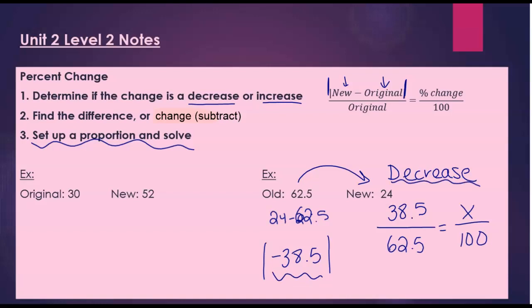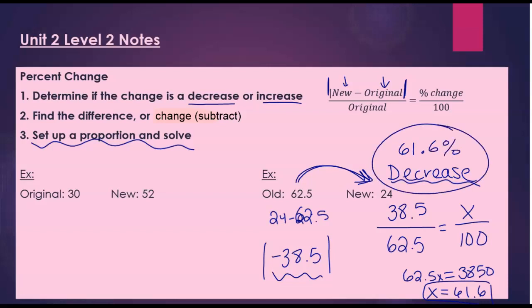All right, so cross multiply 38.5 times 100. So that's 3,850, and that's equal to 62.5x. Divide 3,850 by 62.5, and we get 61.6. So from 62.5 to 24, it was a 61.6% decrease. And the other way we could have done it was we could have divided these and then multiplied by 100. Was still giving us the 61.6.